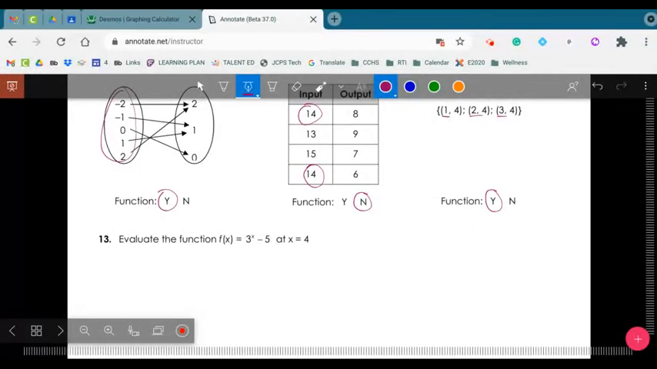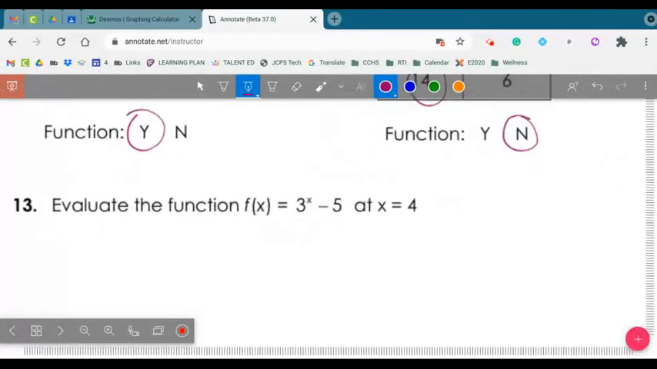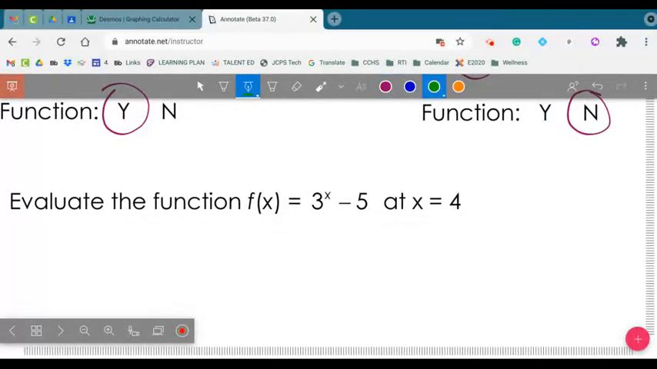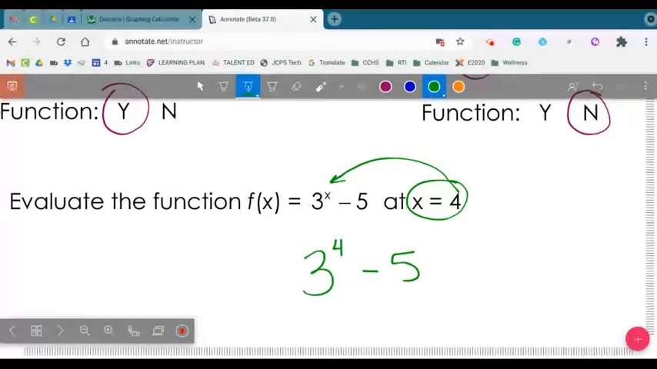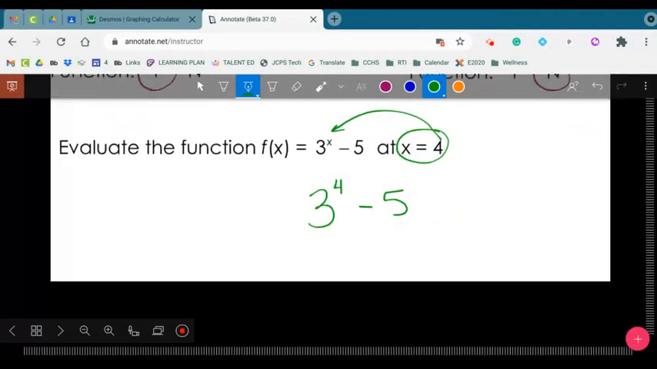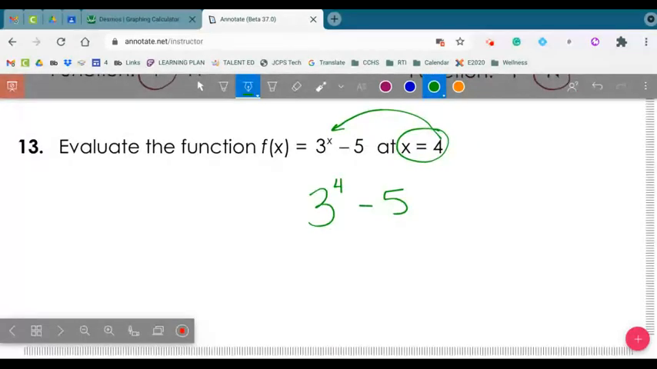Okay, next one, evaluate the function f of x equals 3 to the x minus 5 at x equals 4. So we're going to take 4 and plug it in for x. So we're going to have 3 to the 4th minus 5. And you can just put that into your calculator and figure out what it is. And it looks like you should get 80 minus 5, not 86. 76 is your answer.